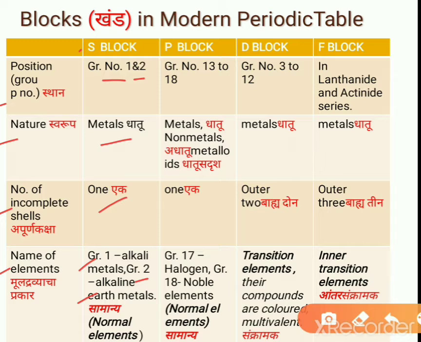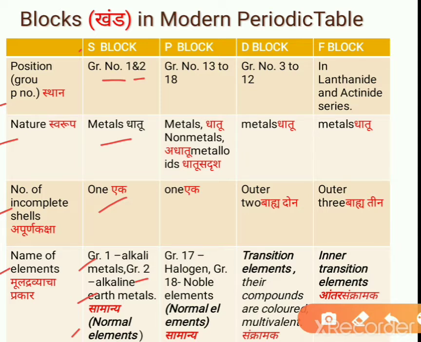S block elements are the elements from group first and second. All these are metals. They have only the last orbit incompletely filled. Group first elements are alkali metals, and group second elements are alkaline earth metals, and all these elements are called normal elements.